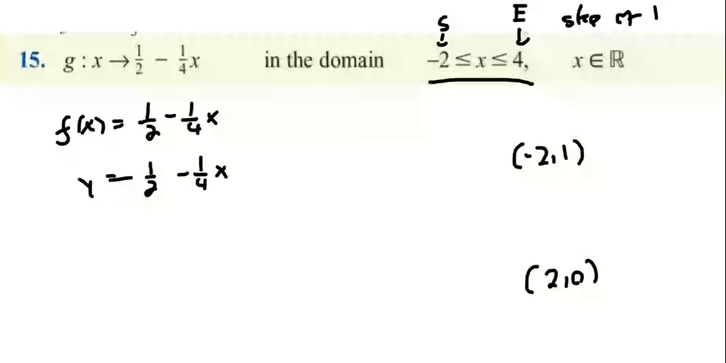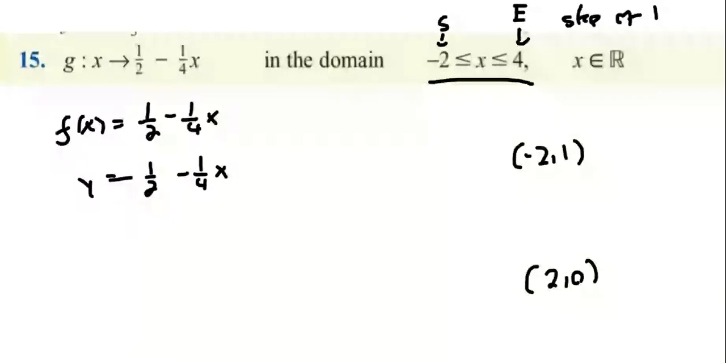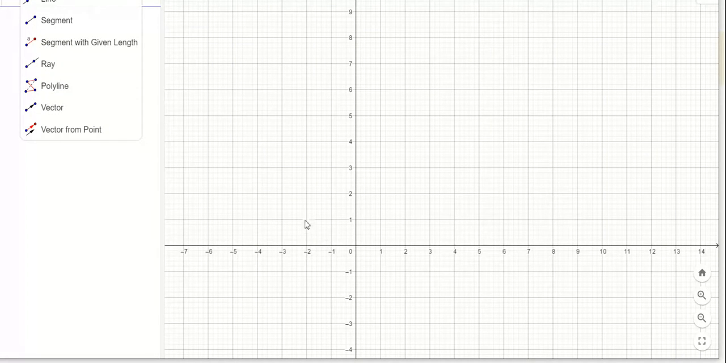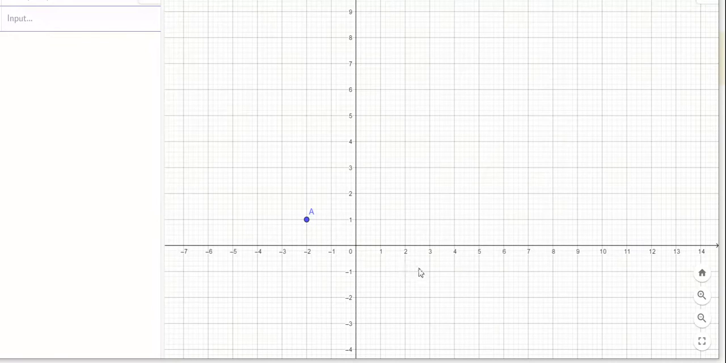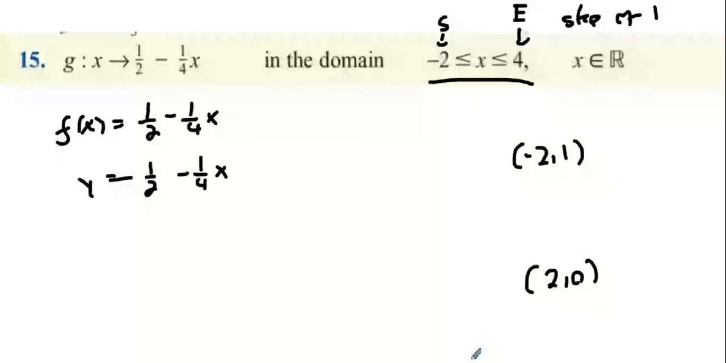Okay, so I'm going to use my GeoGebra package here to draw my graph. What we said earlier was there's two points: (2, 0) and (-2, 1). So I'm going to look for those points now. (-2, 1) is located here, and (2, 0) is located here. Just double check. Yep, perfect.